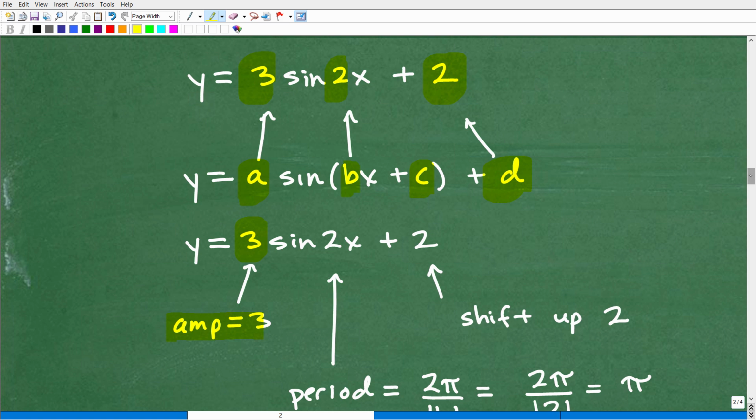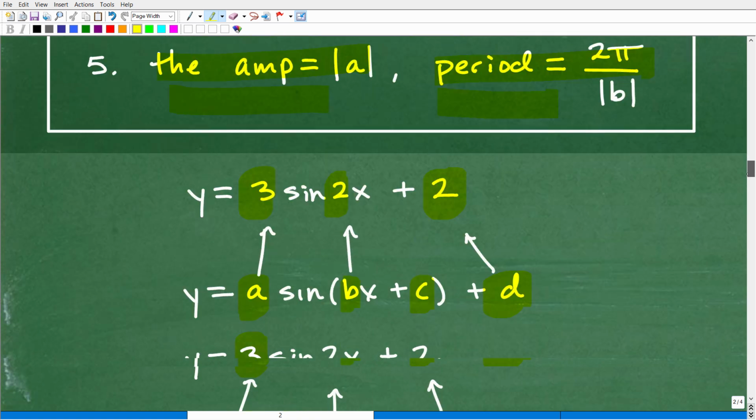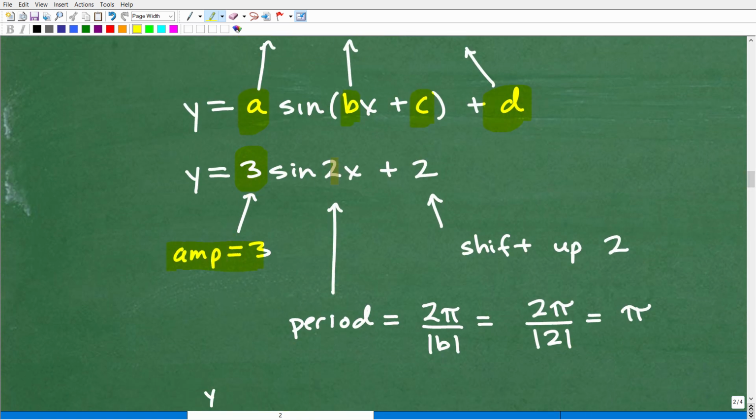All right, so now we're going to use all these formulas right here to get this respective information. So 3 is our amplitude. 2, this is our b value, so we can get our period. So that's 2 pi over the absolute value of b, which is 2 pi over the absolute value of 2, which of course is pi, right? So you can just see that work right there. And then we're going to have a shift of 2 units up because this is positive.